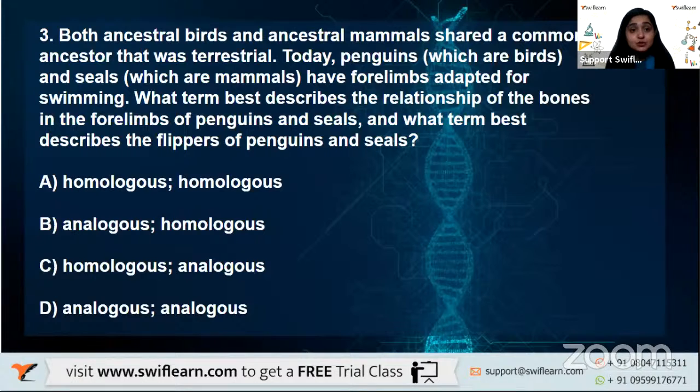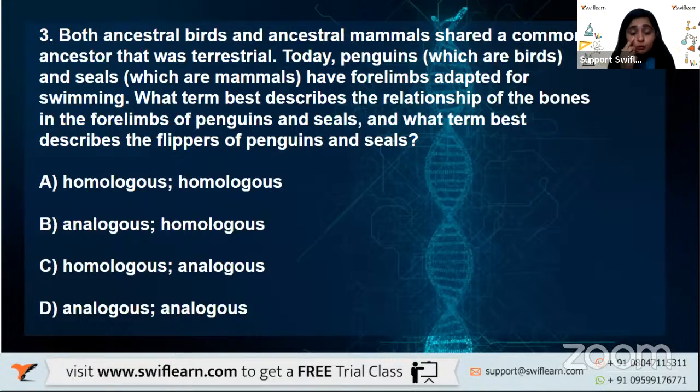Both ancestral birds and ancestral mammals shared a common ancestor that was terrestrial, right? Today, penguins, which are birds, and seals, which are mammals, have forelimbs adapted for swimming. What term best describes the relationship of the bones in the forelimb of penguins and seals? And what term best describes the flippers of penguins and seals? Let's read the question. First is homologous.